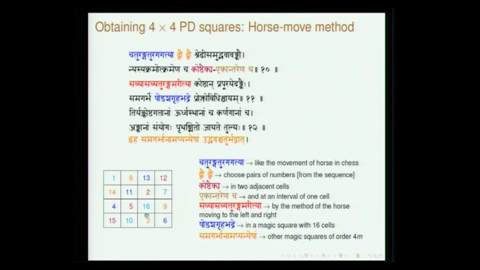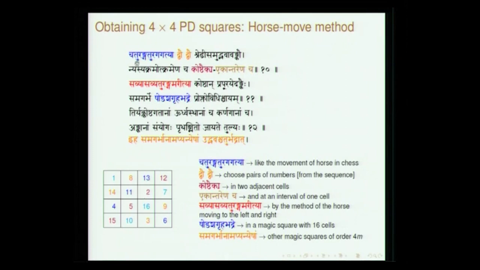Now let us try to understand, so you closely try to follow this Turaga Gati. You start with 1 in the left topmost cell. Then by Turaga Gati, where do you place 2? You jump here, this will be 2, fine. This is a horse move, Turaga Gati.